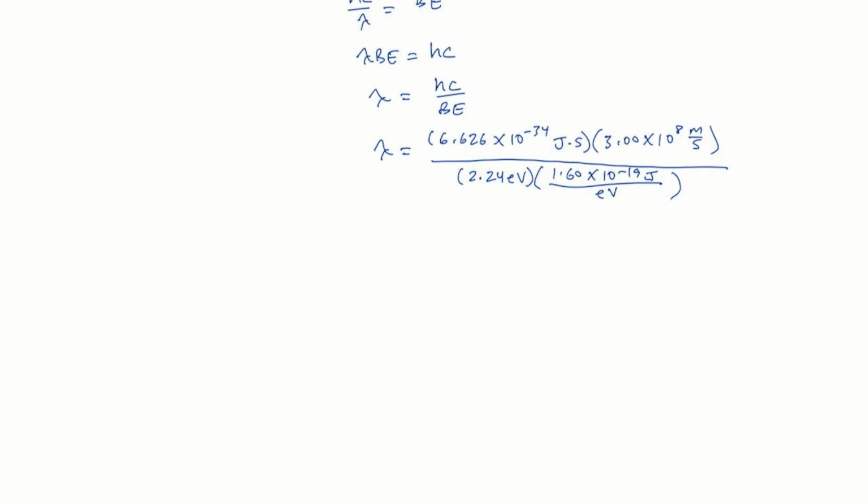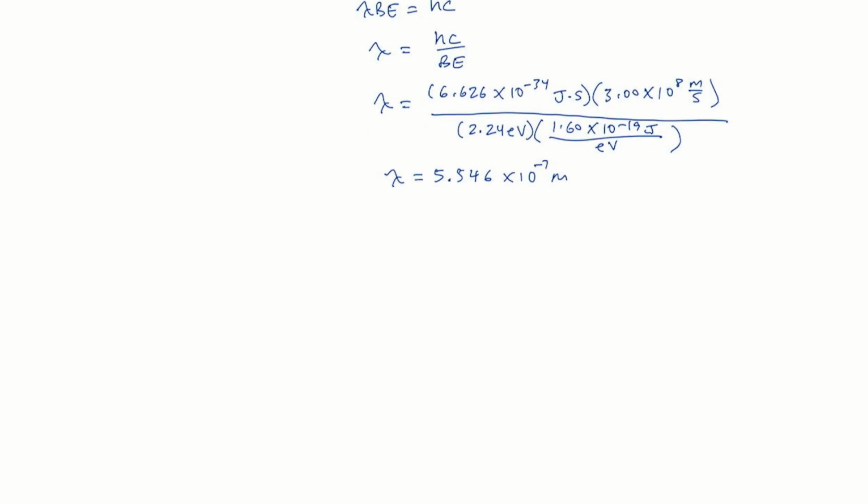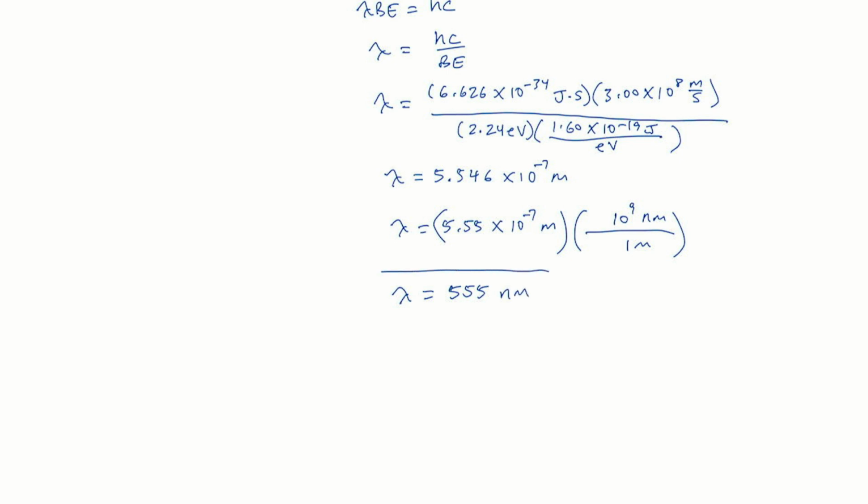Okay, this gave me a lambda of 5.546 times 10 to the minus 7 meters. To 3 sig figs, that is 5.55 times 10 to the minus 7 meters. We can convert that to nanometers. There are 10 to the 9 nanometers for every meter. And so our lambda is 555 nanometers. Okay, so that's all part A.